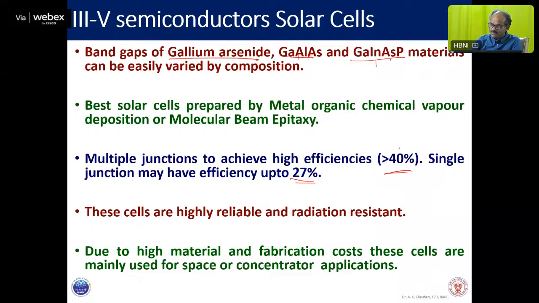So in multiple junction, you can have about 40% efficiency. These cells are highly reliable and radiation resistant. Due to high material and fabrication cost, though these are highly reliable, they are very expensive also. Just keep this in mind. So due to high material and fabrication cost, these cells are mainly used for space or concentrator applications.